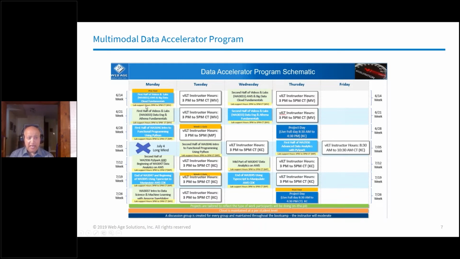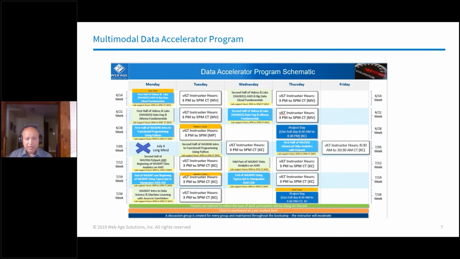They actually have lab support hours, 3 p.m. to 5 p.m. Central. We found that a lot of times the students were actually coming to the lab support hours while the instructor or the lab support person is there, and doing the labs there, so they have some support if they get stuck. But some of the people did it by themselves.